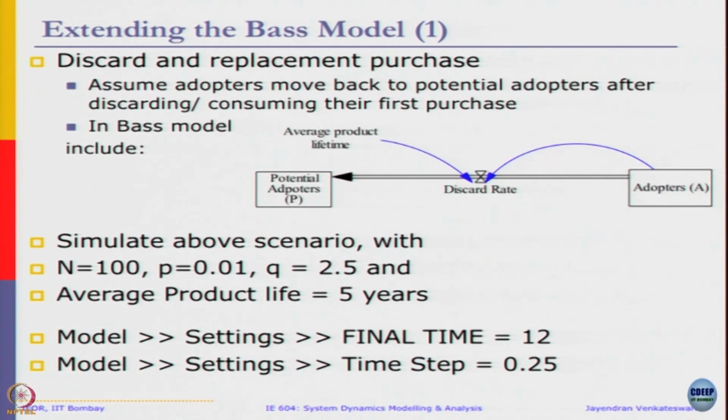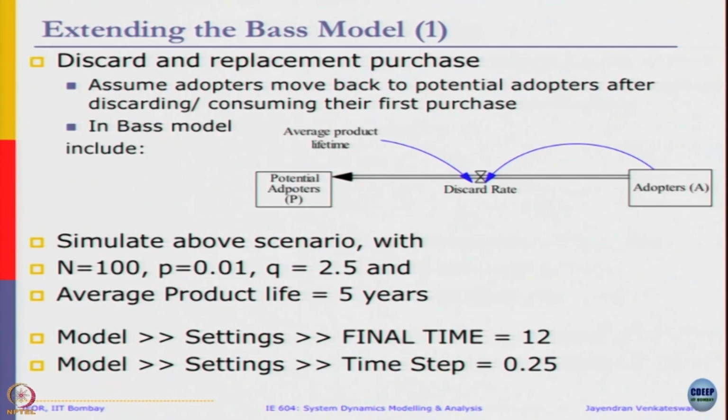You already have the BAS model, you have to open it and input these values. N is 100, P is 0.01, Q is 2.5, average product lifetime is 5. Of course, you have to include this rate in your model and define the equations for that. What is the value it is saturating at?